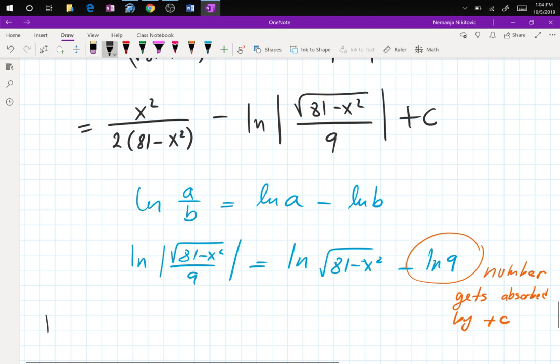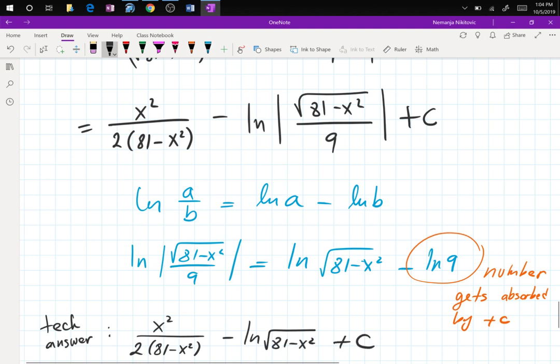So the tech answer might be x squared over 2, 81 minus x squared, minus ln of the square root of 81 minus x squared, plus c, not having that 9 at all. And the only reason is because ln 9 is a constant, gets absorbed by plus c. Actually, in this case, it would be a plus because the minus in front of ln would distribute.